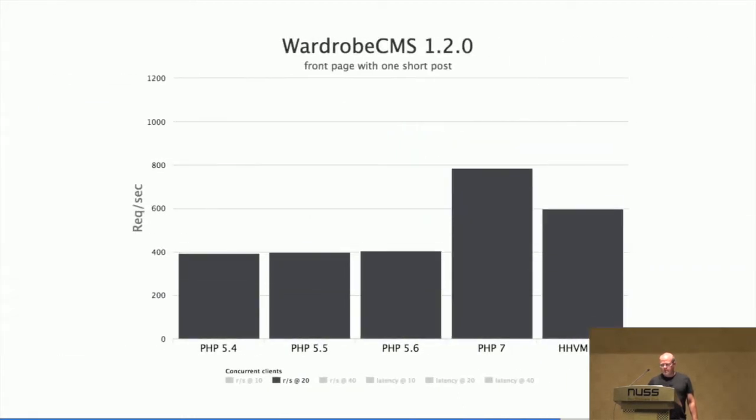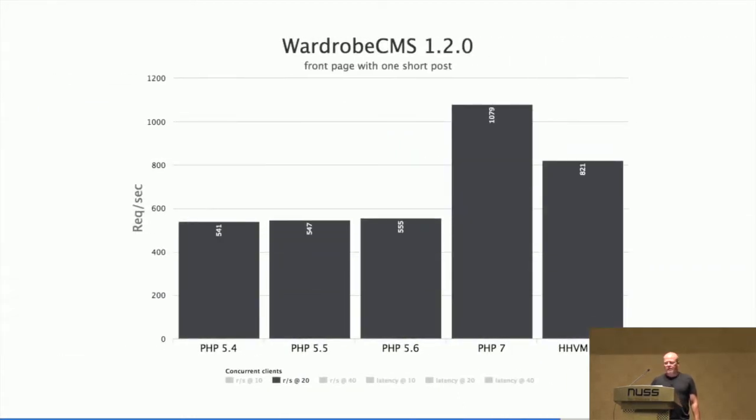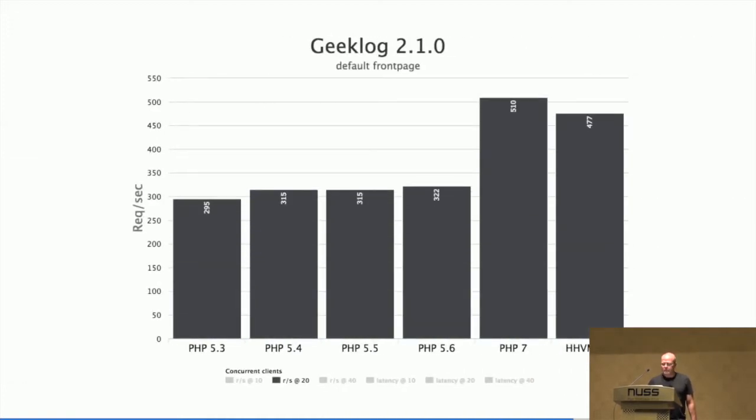Wardrobe, this was me looking for a default Laravel application. So this is Composer installing all kinds of Symfony and Laravel bits and pieces. And you can see the result here, from 555 to 1,079 requests per second over PHP 5.6, which is quite impressive, I think. Geeklog, another random application I grabbed off GitHub. Again, almost 2x, not quite 2x, but still pretty good.